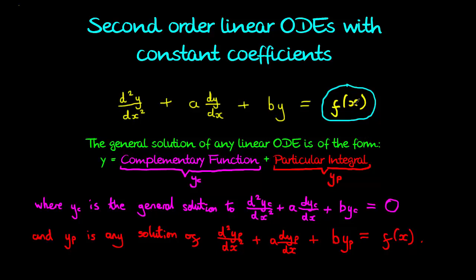The presence of this forcing term is going to influence the particular integral, but it's not going to influence the complementary function. In order to solve one of these second-order linear differential equations with constant coefficients, it's therefore a two-step process. First of all, find the complementary function, yc, and then you find the particular integral yp. So let's start off by considering how to find the complementary function.